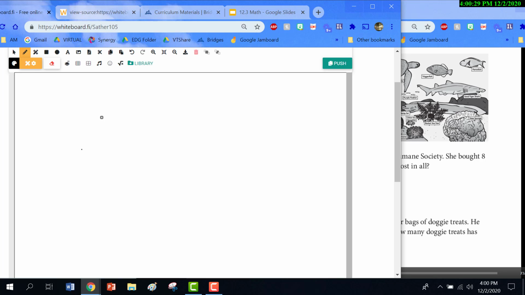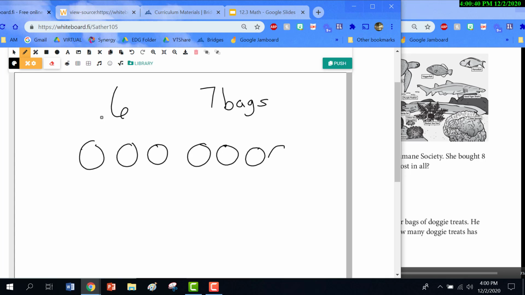Alright, so he has 6 treats in a bag and he has 7 bags. So you could have drawn 7 bags: 1, 2, 3, 4, 5, 6, 7, and you could have drawn 6 treats, not 8 treats, in each one. I'm just going to write the number 6 to save time. And then you'd have to add them all up. You could have done an array, a 6 by 7 array. You could have done 6 times 7 if you know what 6 times 7 is. But either way, the answer should be 42. So they have used 42 treats so far.